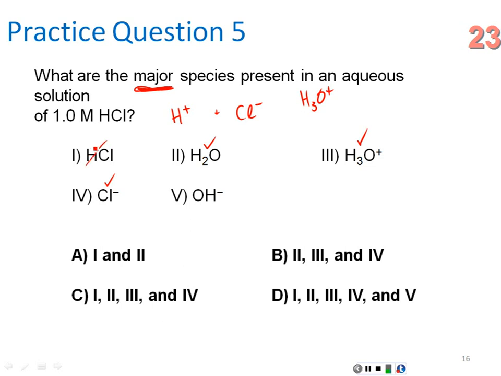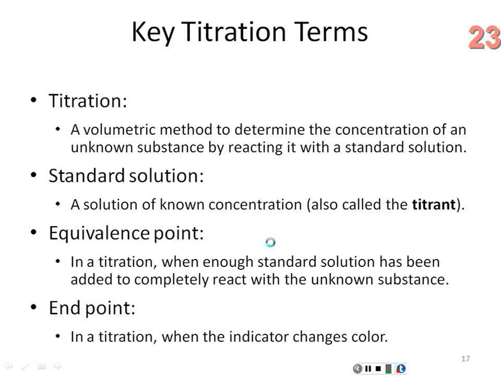HCl is not going to be a major species because, again, HCl is a strong acid. It's completely dissociated. And OH minus, although there actually is some OH minus concentration in this solution, because it's an acid, this OH minus concentration is very, very small. So you can think of that as really non-existent. So what we're left with is 2, 3, and 4. And again, that is choice B.